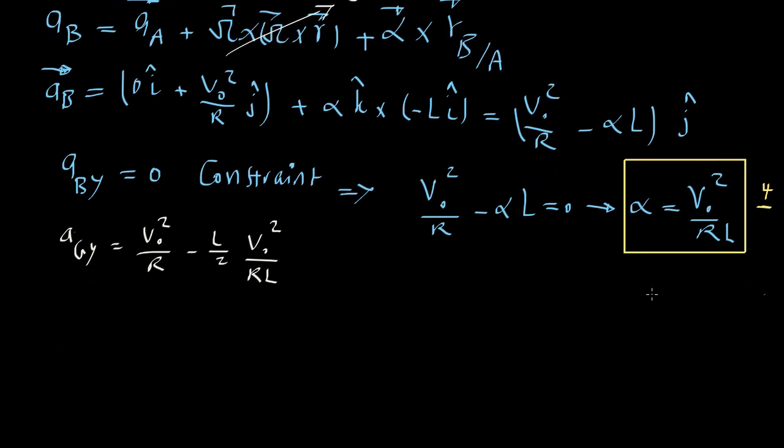And this gives us AGY is equal to, so we can cancel out L with each other. Here we have V naught squared over R minus 1 over 2 V naught squared over R. So this is V squared over 2R. So that's AGY.